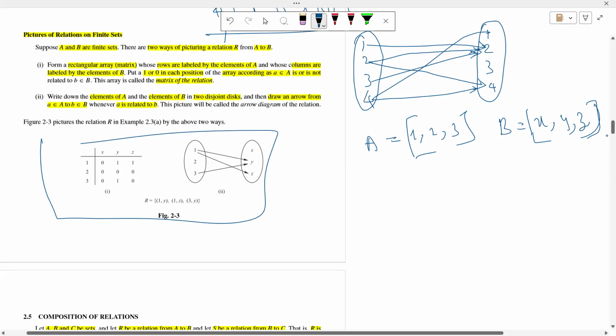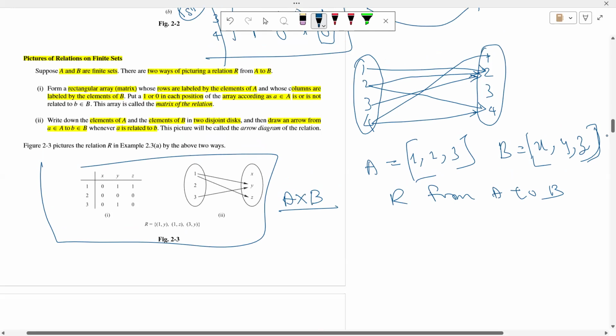They are telling us that there is a relation from A to B. Relation is from A to B, right? So it means we are considering A cross B, right? This one is the relation, right?